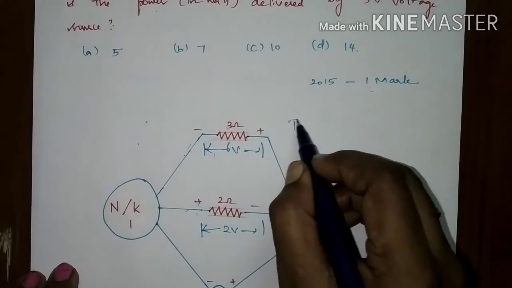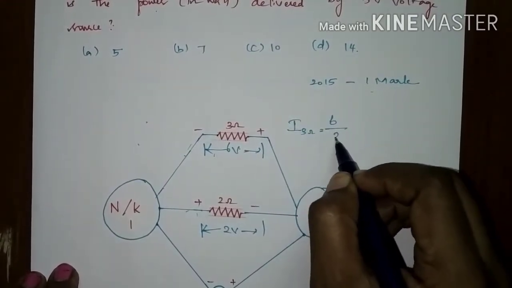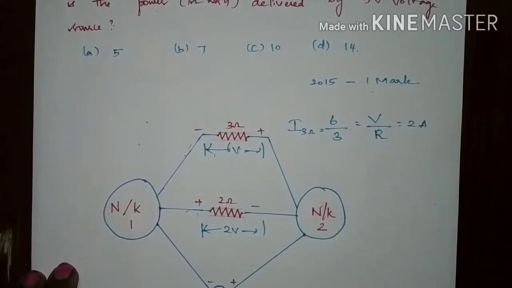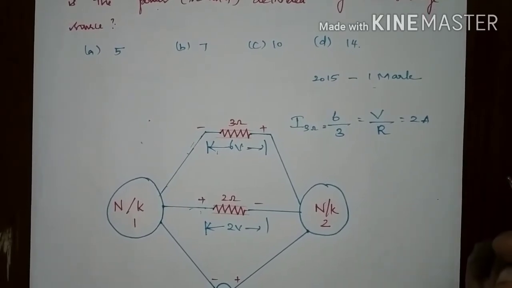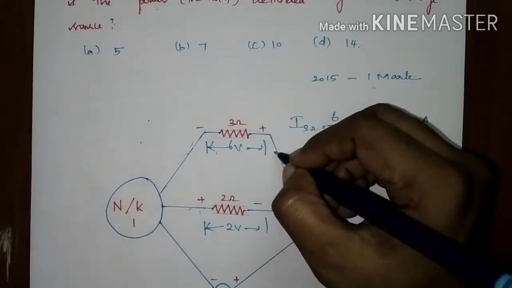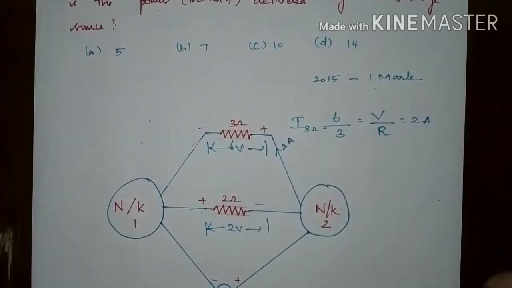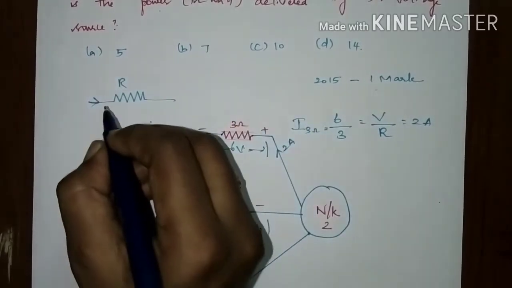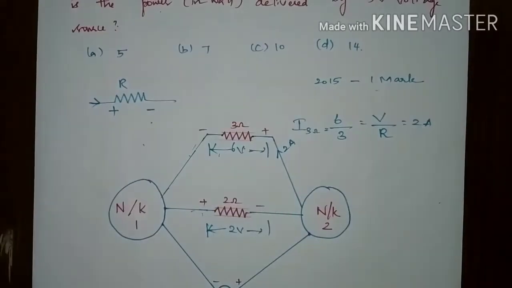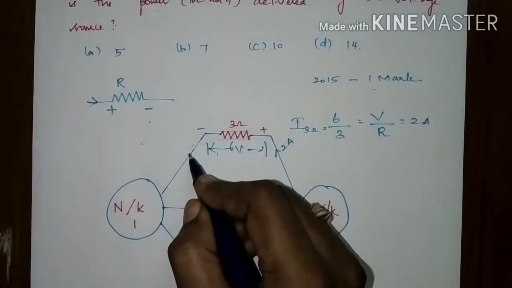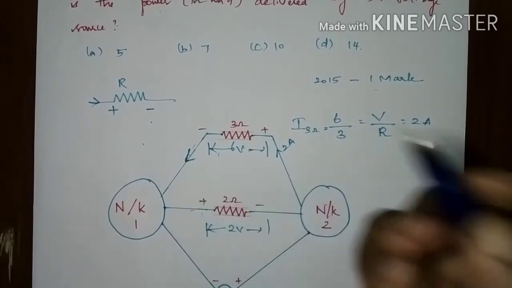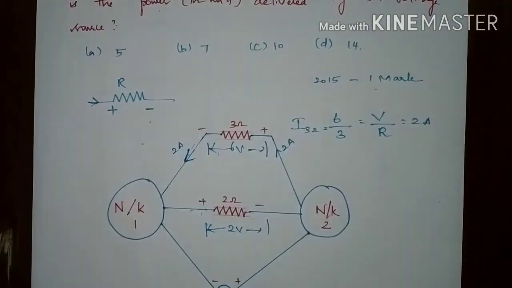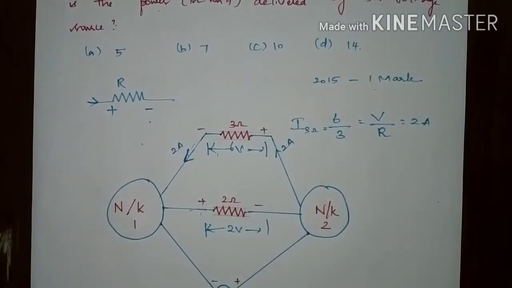So here the current through this 3 ohms can be found by 6 divided by 3, that is, according to Ohm's law, V divided by R, is 2 ampere. 2 ampere current is incoming. How is this 2 ampere current incoming? When 2 ampere current flows this side, each resistance will produce a potential drop. The entering end would be positive and the leaving end would be negative. Here the leaving end is negative, so the current would be flowing in this direction only. 2 ampere current is incoming to this first network and outgoing from the second network.